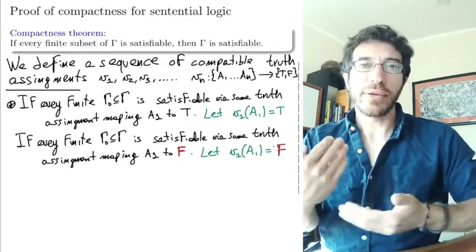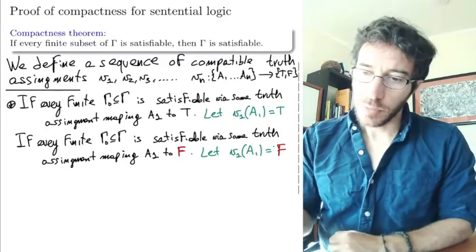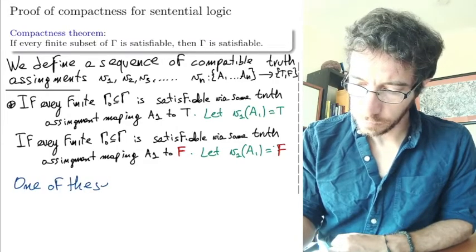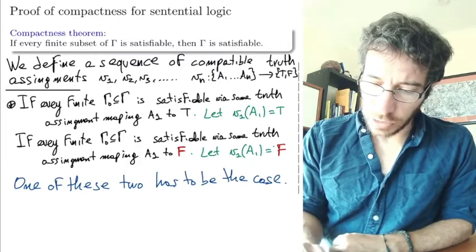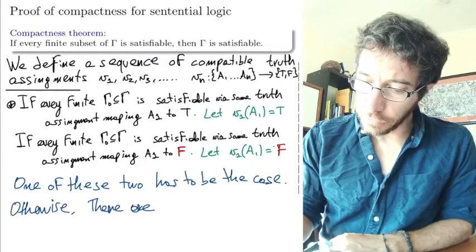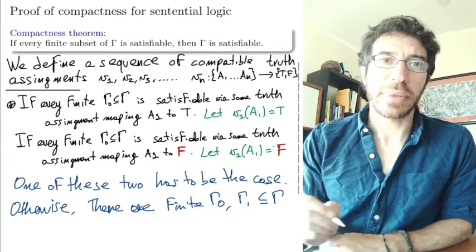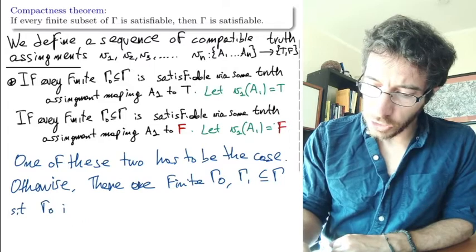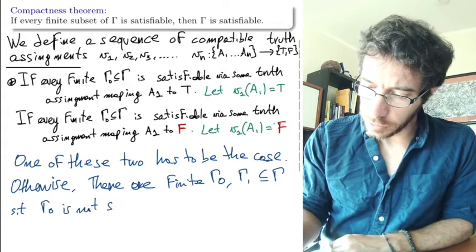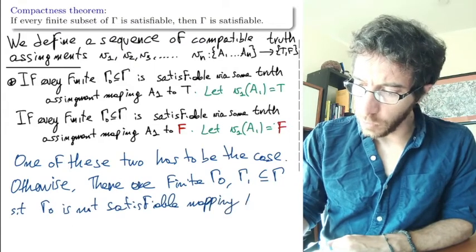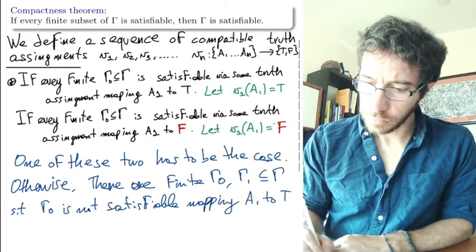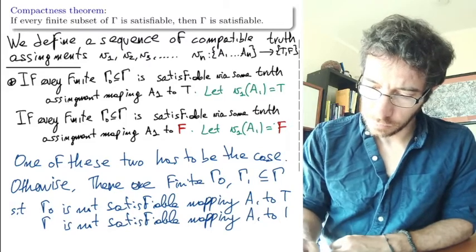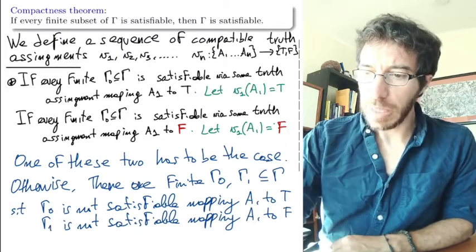Now, how do we know that one of these two has to be the case? Well, let's prove that. One of these two has to be the case. Otherwise, there are finite subsets of gamma, let's call them gamma 0 and gamma 1, such that gamma 0 is not satisfiable mapping A1 to true, and gamma 1 is not satisfiable mapping A1 to false.